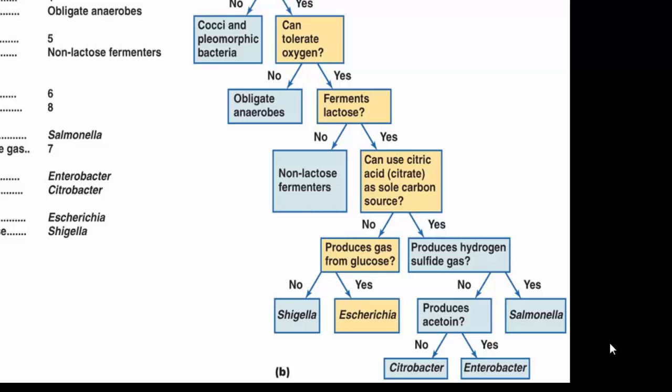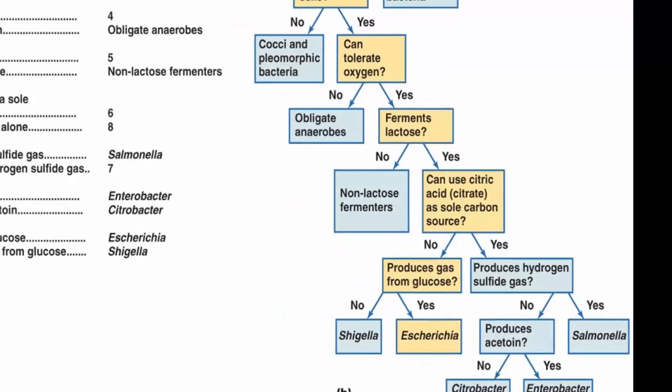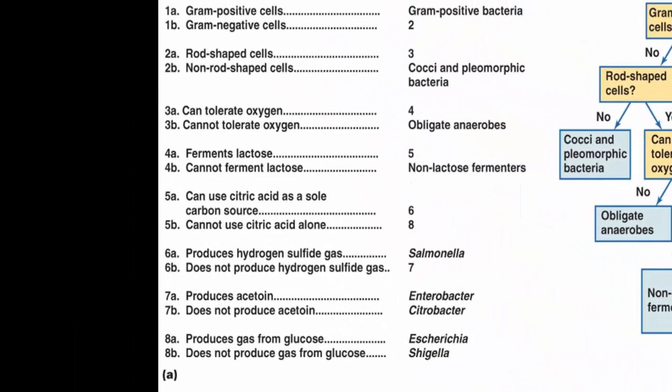The same key is located in the statement form. I get lost in this, but for example, you can say 1A and B, gram positive or gram negative. We said it was a gram negative, so we go to statement number 2. Is it rod-shaped or not? It's a rod-shaped cell, so we go to statement number 3.